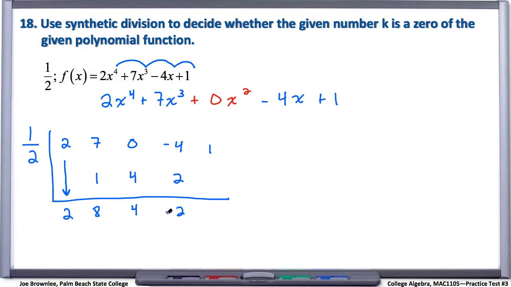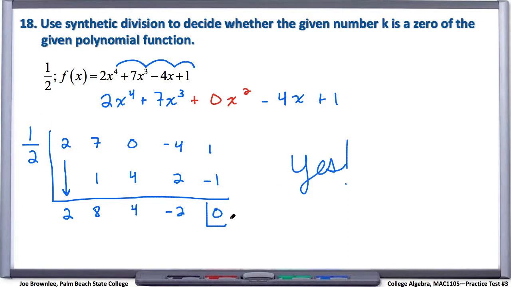1/2 times -2, simply what's half of -2? Well, that's -1. And then again, if we add vertically, 1 plus -1 is 0. When you get a 0 for your remainder, you can say, yes, 1/2 is a 0 for the given polynomial.